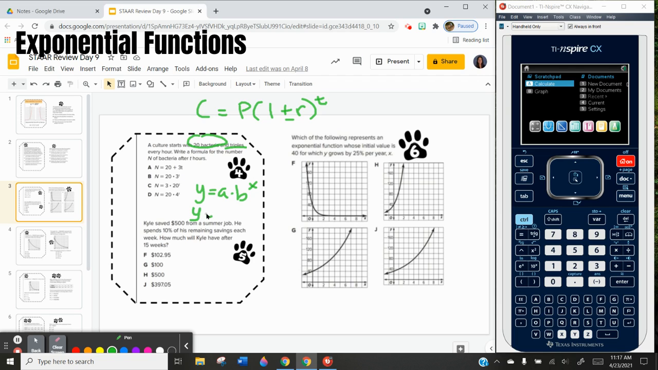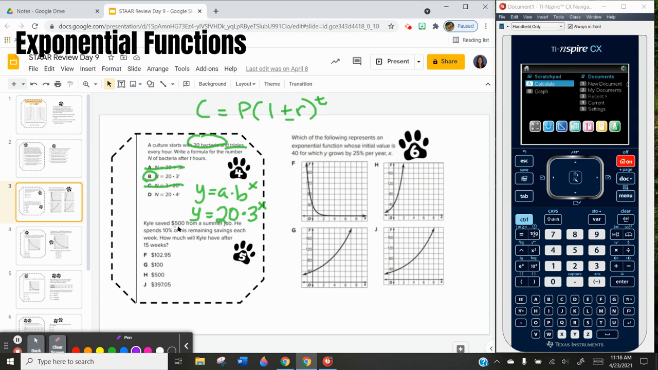So for this one, we're going to put y equals A as my start value for the bacteria, which is 20, times what is happening to the value. It's tripling, so 3 to the x power. So here, looking at my answer choices, it can't be C or A. If you look at B and D, they both start with 20, and then it's times 3 to the t power or x power. So the answer is B.